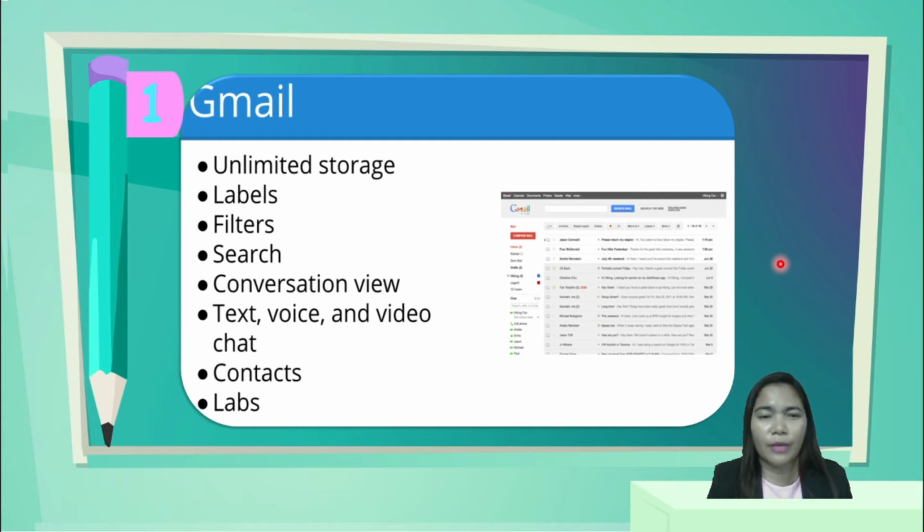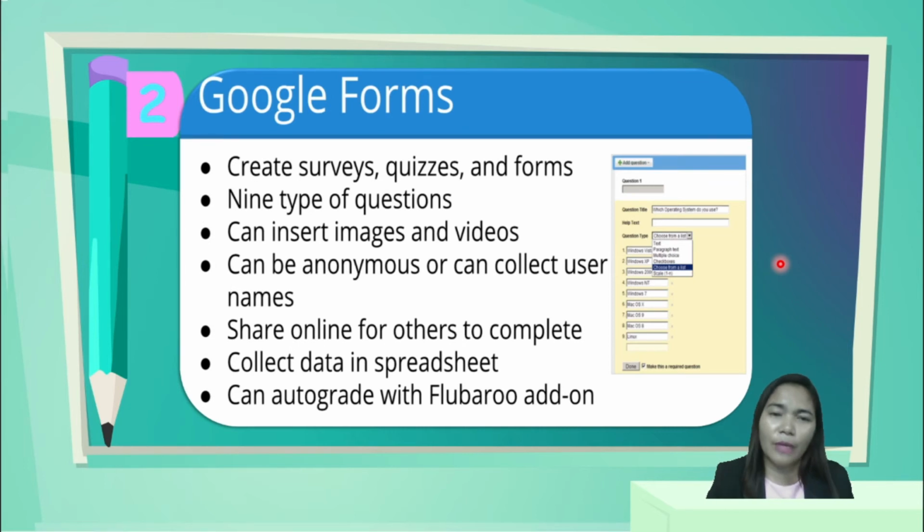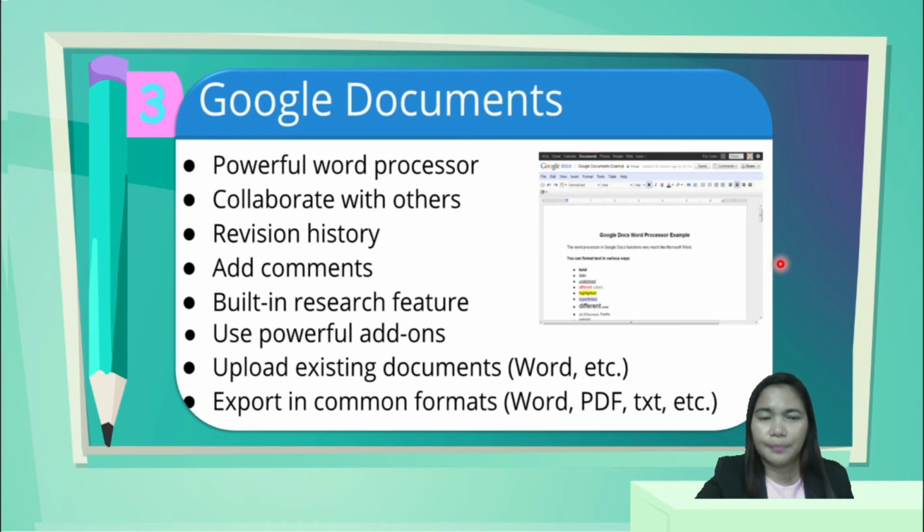The first one, we have Gmail. It has unlimited storage, labels, filters, search, conversation view, text, voice, and video chat, contacts, and logs. The second one, we have Google Forms. We can create surveys, quizzes, and forms. 9 types of questions. Can insert images and videos, can be anonymous, or can collect usernames. Share online for others to complete. Collect data in a spreadsheet, can auto-grade with the Flubaroo add-on.